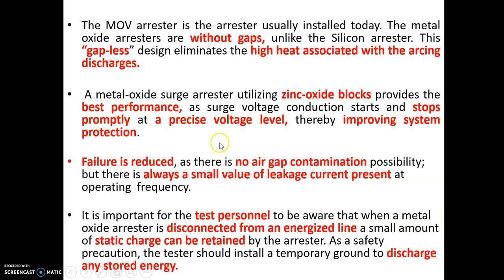You can see gap type arrestors. Failure is reduced because the characteristics are also superior. Gap is not there, so gap characteristic variation will not be there, and failure in some cases will be avoided in metal oxide arrestors. Leakage current will also be small, because the impedance of the metal oxide is very high even in normal operating condition, and at very high voltage the resistance falls to a lower value, more superior as compared to the other materials. So these gapless arrestors are superior.